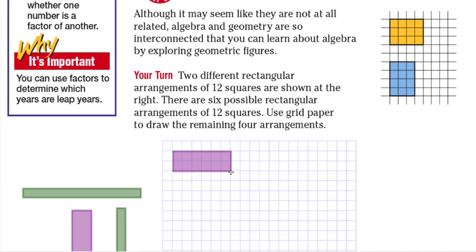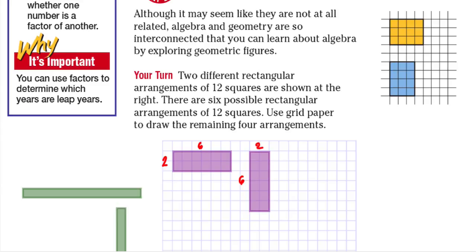So this is a 2 by 6 rectangle, and this is a 6 by 2 rectangle. This is a 2 by 6 because you have 2 as your width and 6 as your length, or you have 6 as your width and 2 as your length.